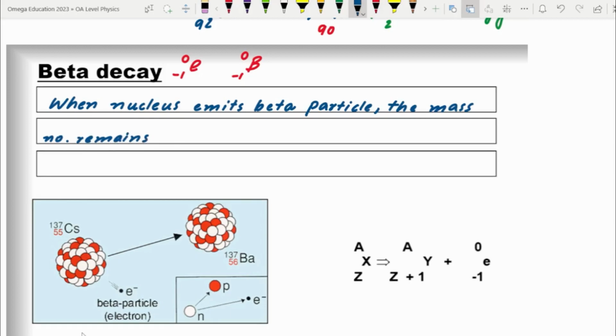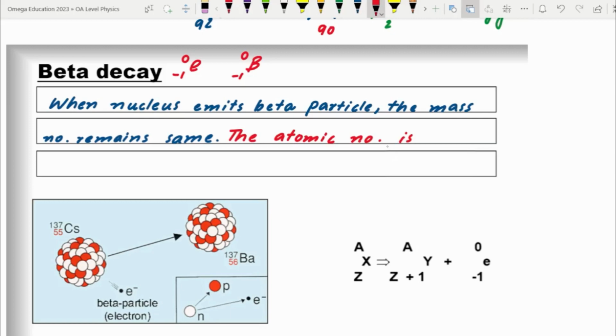It's not exactly zero, by the way, because even for the electrons the mass is not zero. It is like 1 over 1800 something, 1 over 1896 compared to the mass of the proton. We say the mass of the beta particle is negligible. The important thing is about the atomic number. The atomic mass in the process of beta decay does not change because the atomic mass of the beta particle itself is 0.